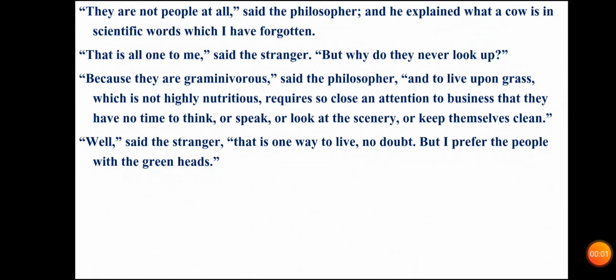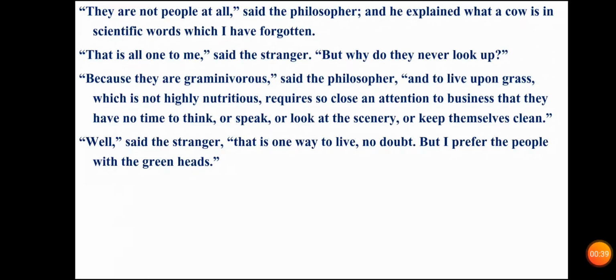In previous lines, when the philosopher and the stranger came next to the meadow where there were cows, after seeing them, the stranger said that these are very dirty people. Then the philosopher replied that they are not people at all, and he explained the meaning of cow in a scientific word which the philosopher forgot. Then the stranger said, "That is all one to me. But why do they never look up?"